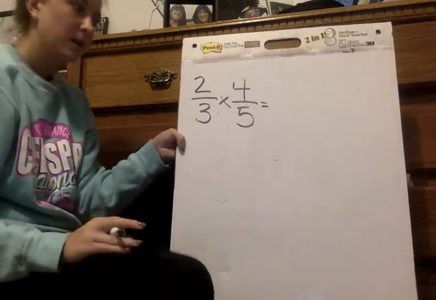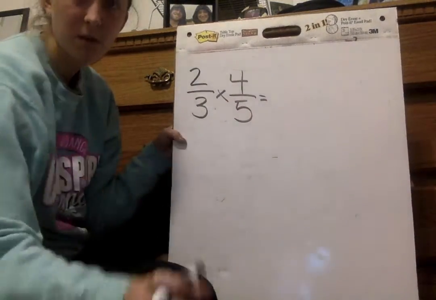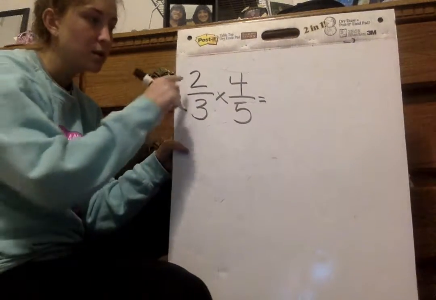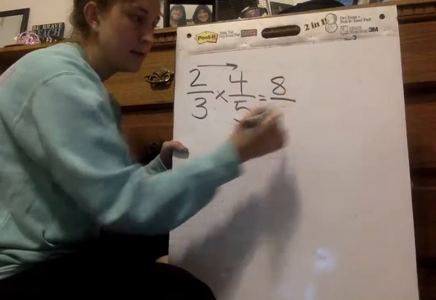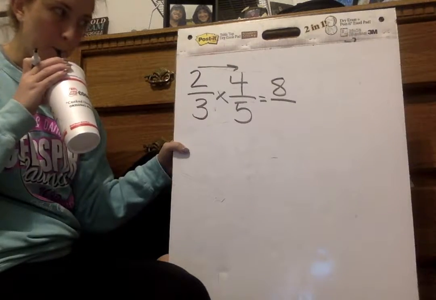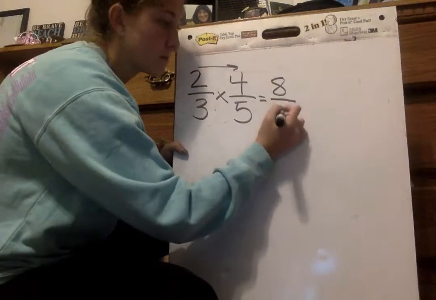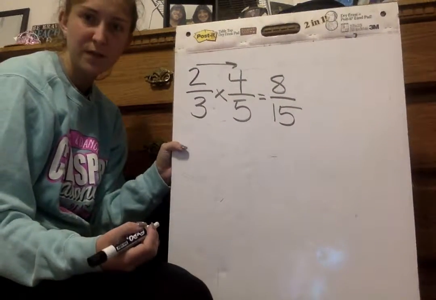If I have the fraction 2/3 and 4/5, looking at this fraction again, I'm going to follow my same steps. So 2 times 4 I know is 8. And down on the bottom, 3 times 5. Well, 3 times 5 is 15. Now, I have the fraction 8/15.